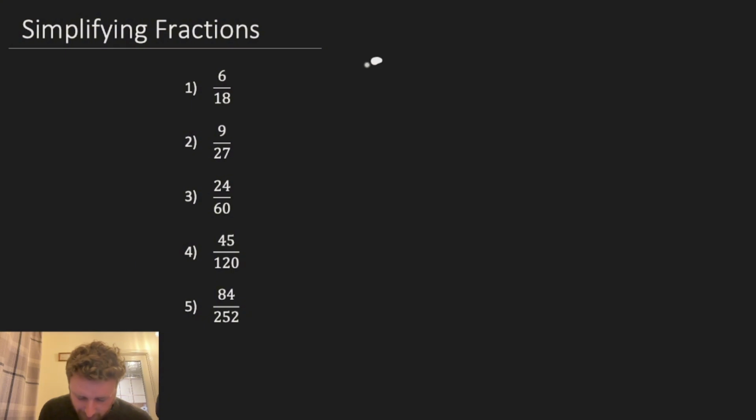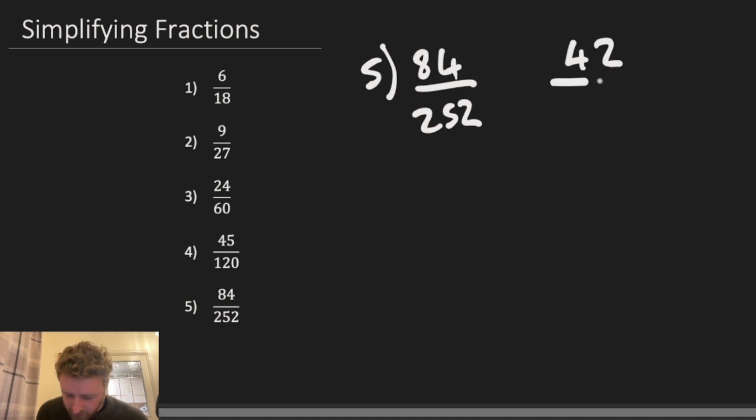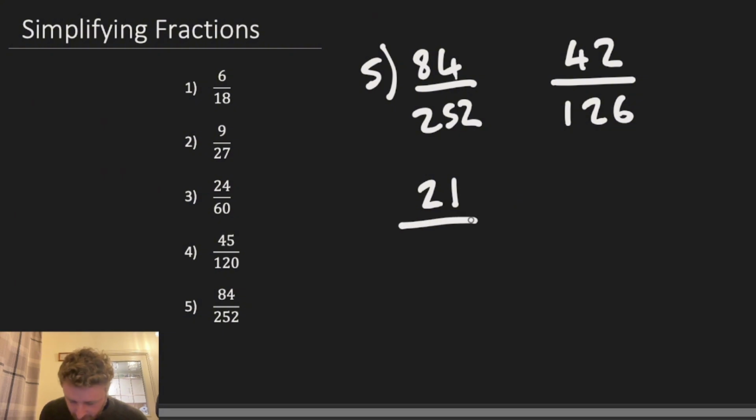Okay, so let's do question number 5. We have 84 over 252. Now I can see that both of these numbers divide by 2, so we can divide immediately the top and the bottom by 2. So 84 divided by 2 is 42, and 252 divided by 2 gives us 126. And again, I can go a step further. I can see that you can divide these by 2 again. So let's do exactly that. On the top we'll have 21, that's 42 divided by 2, and then on the bottom we're going to have 63.